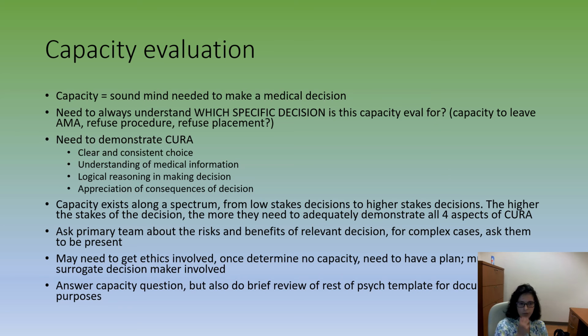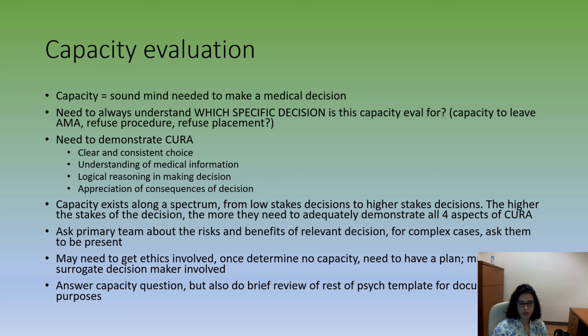The four elements of demonstrating capacity are remembered by the mnemonic CURA. They have to have a clear and consistent choice for their decision. They have to demonstrate understanding of the medical information, such as what the proposed treatments are, what the details of their illness are, and what the risks and benefits of the proposed treatments are. They have to demonstrate logical reasoning in making their decision. Their reasoning doesn't necessarily have to be reasoning that you agree with, but it has to be logical. And they have to appreciate the consequences of their decision.